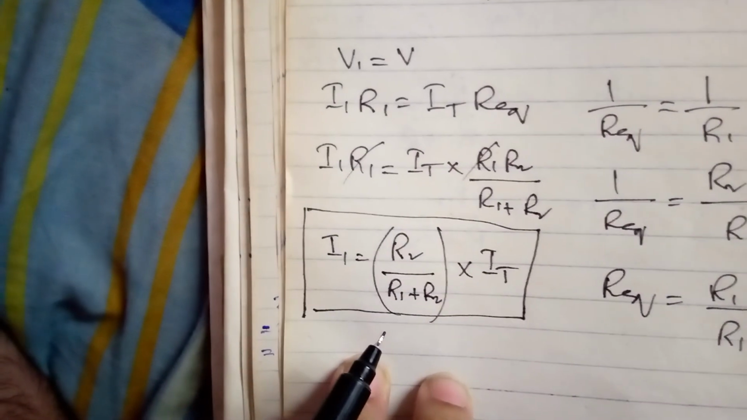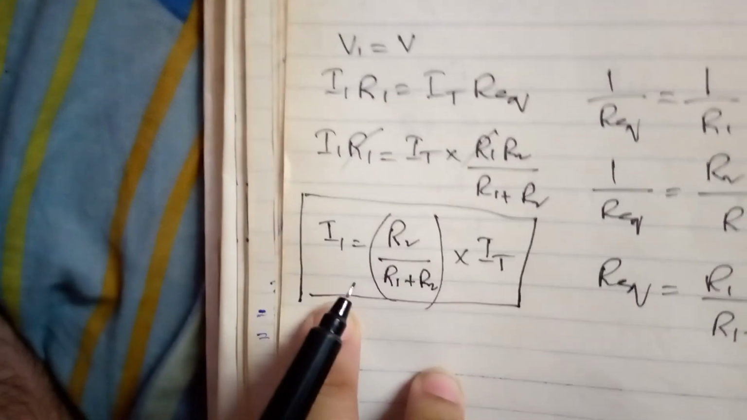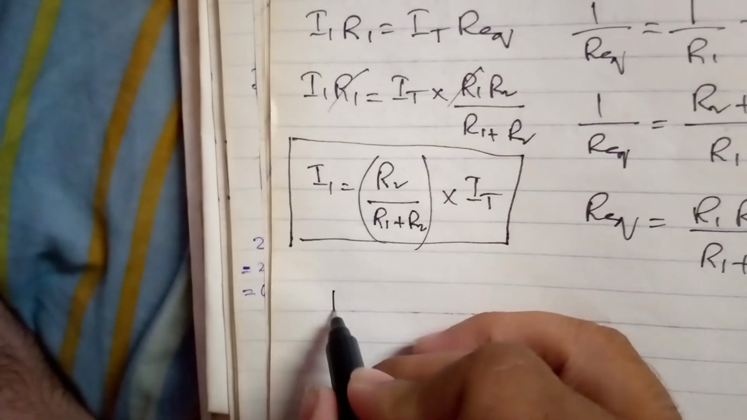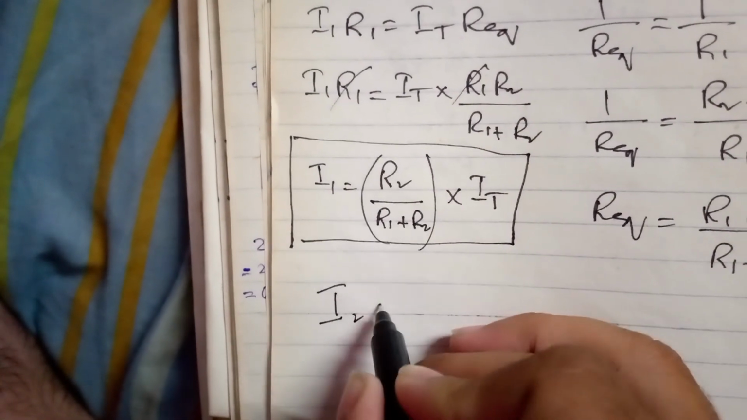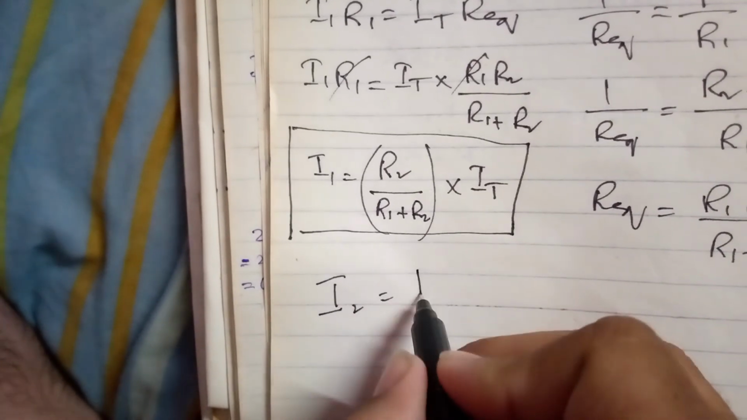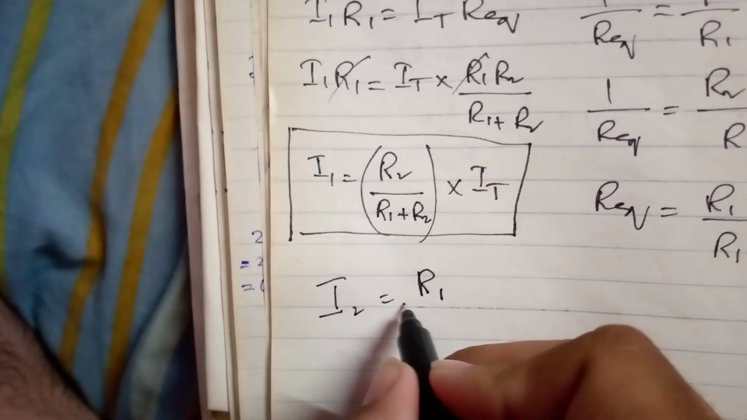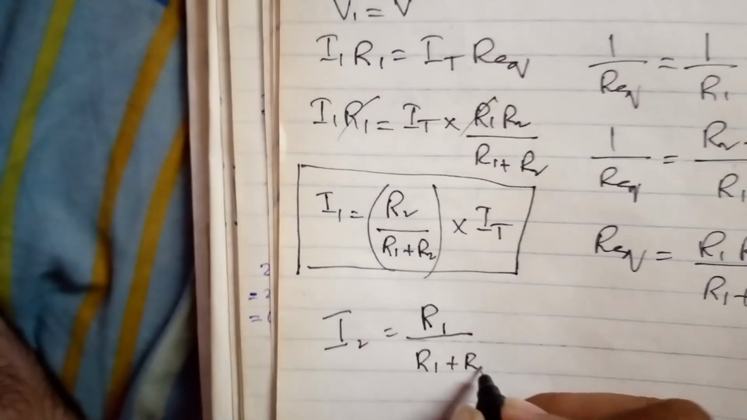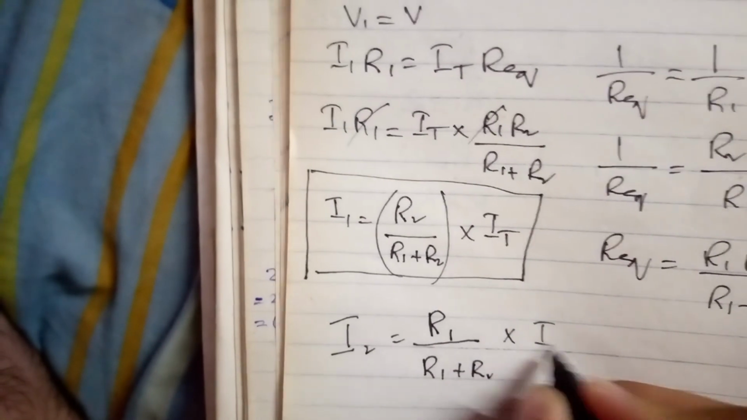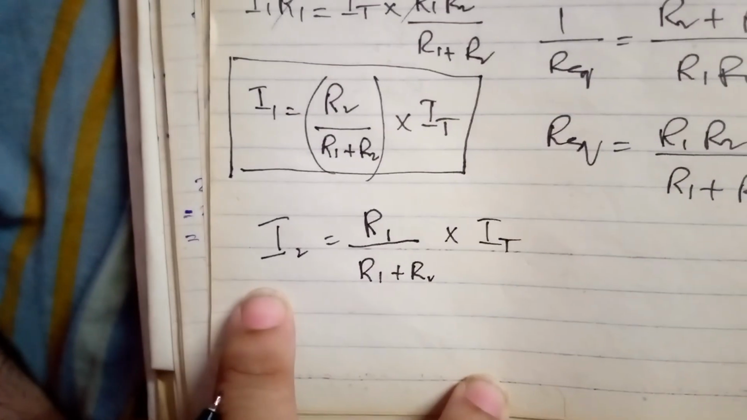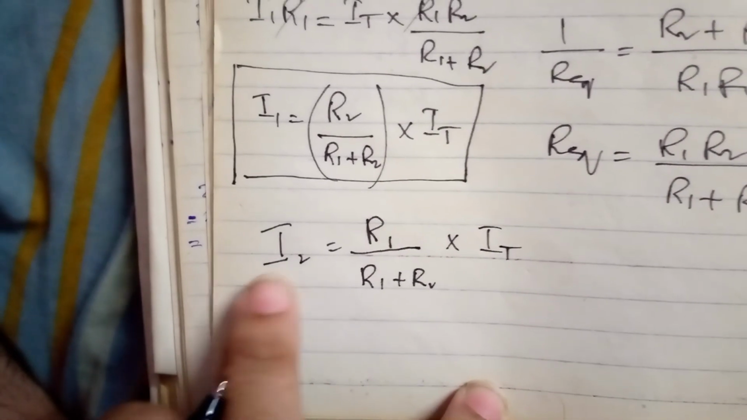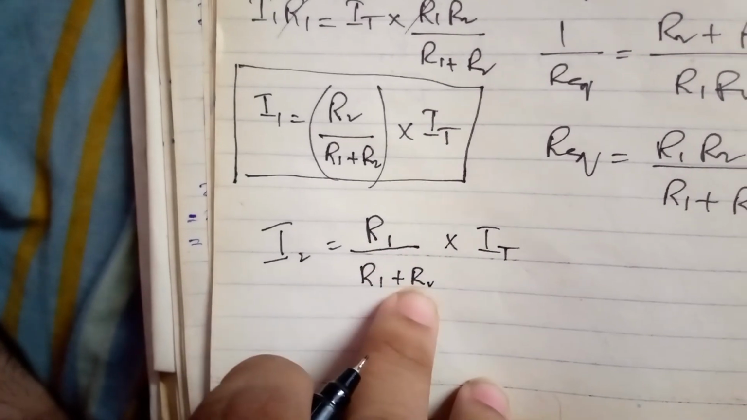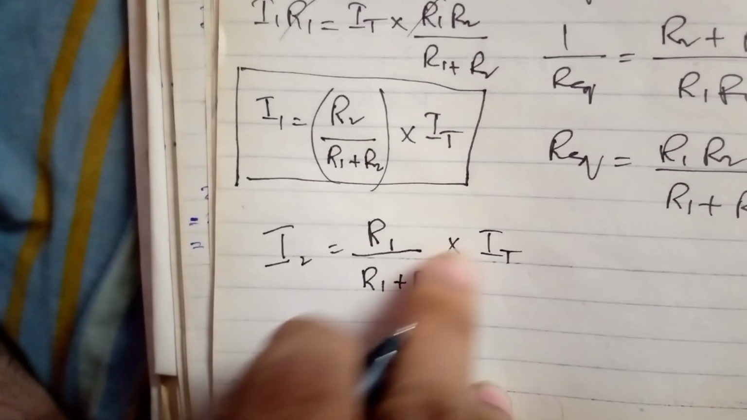So understanding this conclusion, you can easily write the formula for I2. I2 will be equal to R1 in the numerator, sum of both resistances in the denominator, multiply by total current. This is the formula for I2, which is the current flowing through R2. R1 in the numerator divided by sum of both the resistances in denominator, multiply by total current.